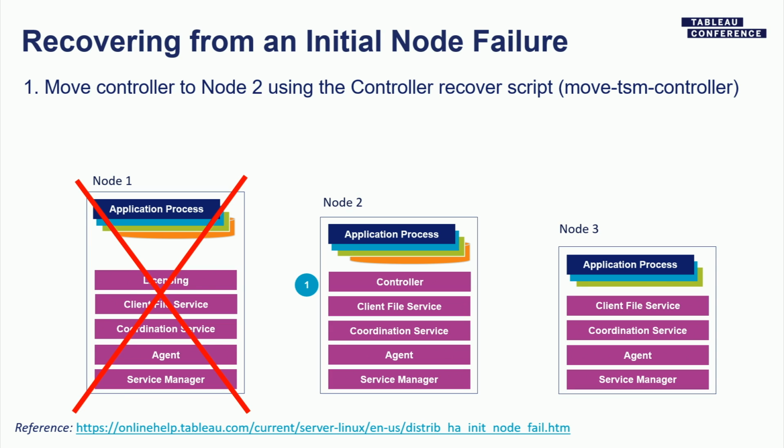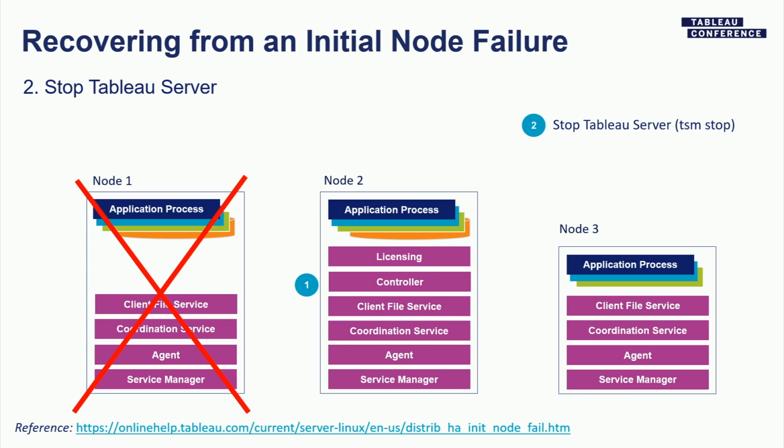First of all, you need to move the controller somewhere else, because this is what allows you to actually make any changes to the cluster. There is a script installed on every node where you install Tableau Server, which allows you to move the controller to a different node. It is the move TSM controller script. You should just execute it, and you have the controller on a different node at this point. Now you can get control of your cluster back, and you can stop Tableau Server, for example. And this is what you need to do next.